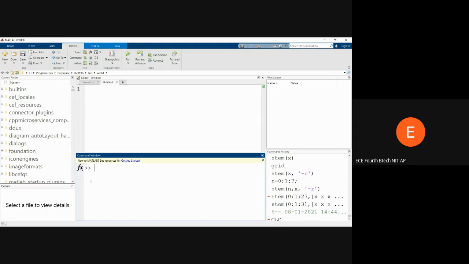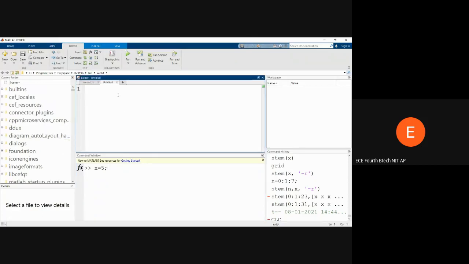Suppose I want to assign a variable x with value 5, I just write x is equals to 5. And if you want, I can put a semicolon, otherwise you can remove the semicolon also. What's the difference? If I put the semicolon, the result will not be displayed in the command window. If I remove the semicolon, the result will be displayed in the command window. The same rule exists if you write the program in this editor, in a file called an m file. I'll show it to you.